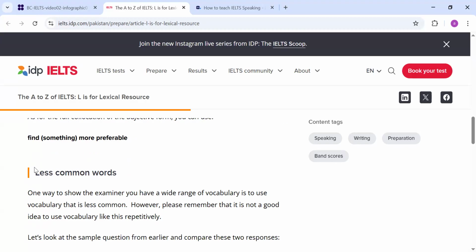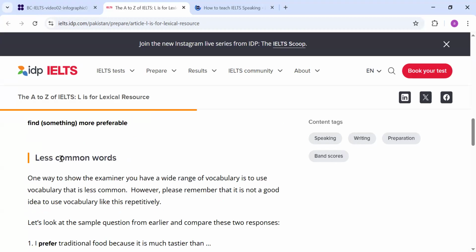Another way, which we also discussed in the previous class, is that we need to use less common words. One way to show the examiner you have a wide range of vocabulary is to use vocabulary that is less common. What does it mean? Let's see. Please remember that it is not a good idea to use vocabulary like this repetitively.